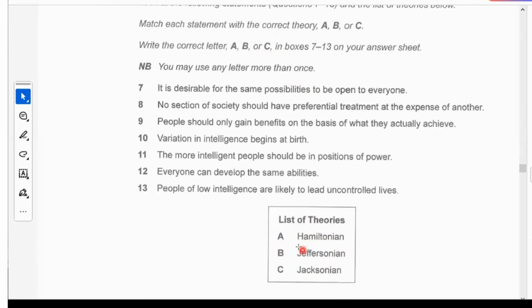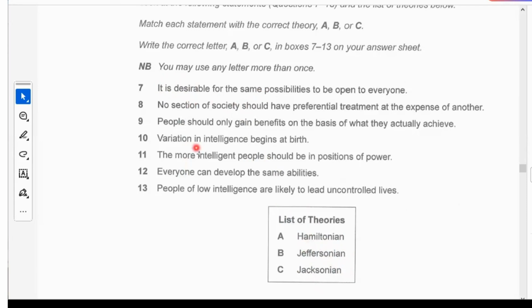So I start with questions that allow me to easily locate keywords. That's why I either start with gap filling, or matching features, or true, false, not given. I start with any of those 3. So I'll start with this set of questions. I'm going to scan through the passage for these theories, Hamiltonian, Jeffersonian, and Jacksonian. Those are my keywords. These words will show up in the passage exactly like this.